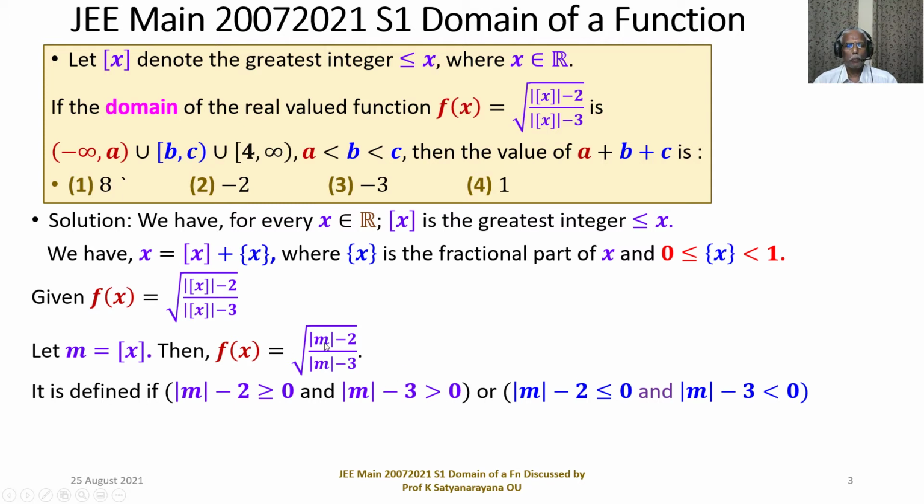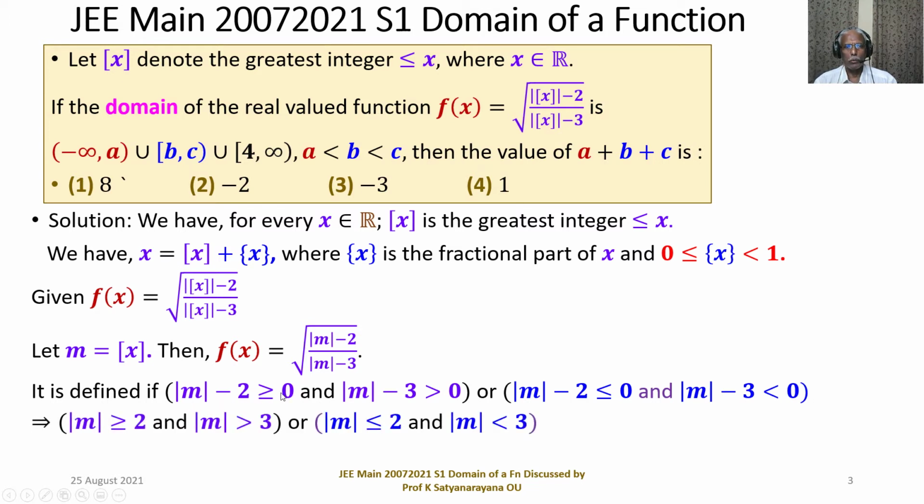Or mod of m minus 2 is less than or equal to 0. When it is less than or equal to 0, the denominator must be less than 0, because less than or equal to 0 divided by less than 0 will bring you greater than or equal to 0. So mod of m minus 2 less than or equal to 0 and mod of m minus 3 less than 0. This will imply mod of m greater than or equal to 2 and mod of m greater than 3, or mod of m less than or equal to 2 and mod of m less than 3.